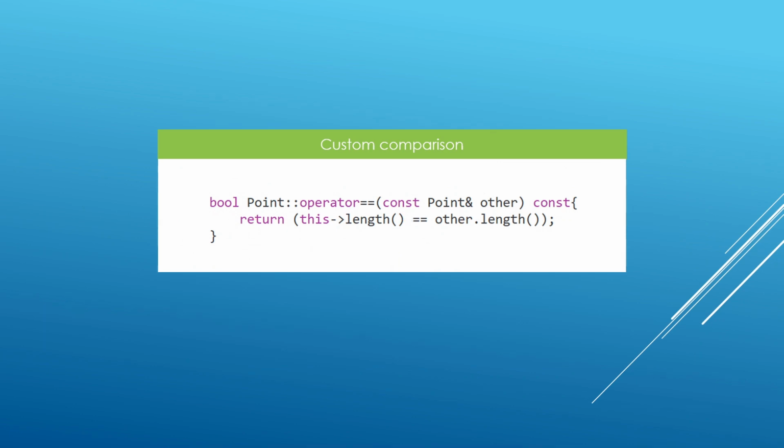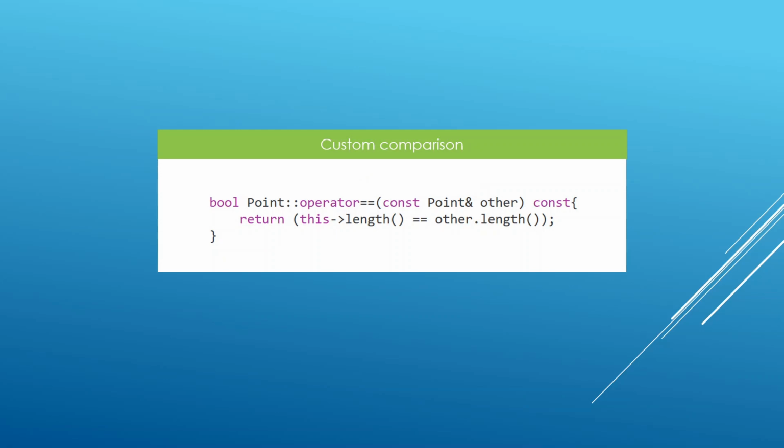So in this case, we are comparing the current point that implements this operator to the point we have in our parameter here. We're going to say this length equals the other length, and this is how we're going to compare the points and make sure that they are equal. And we're going to return true if they are equal. If they are not equal, this method is going to return false.